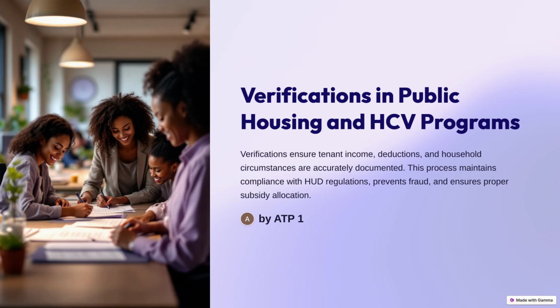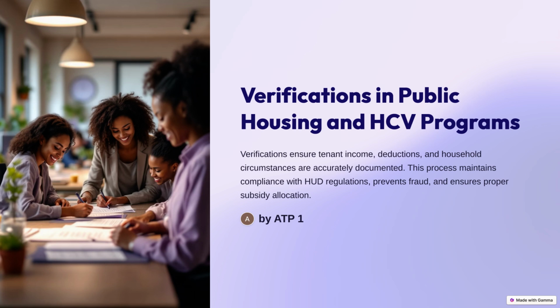All right, let's start with the basics. Verifications are really important in public housing and housing choice voucher programs. They make sure that tenant income, deductions, and household circumstances are properly documented. This isn't just about following the rules. It helps us prevent fraud, make sure subsidies are allocated correctly, and stay compliant with HUD regulations. So, think of it like an essential safeguard for the whole system.